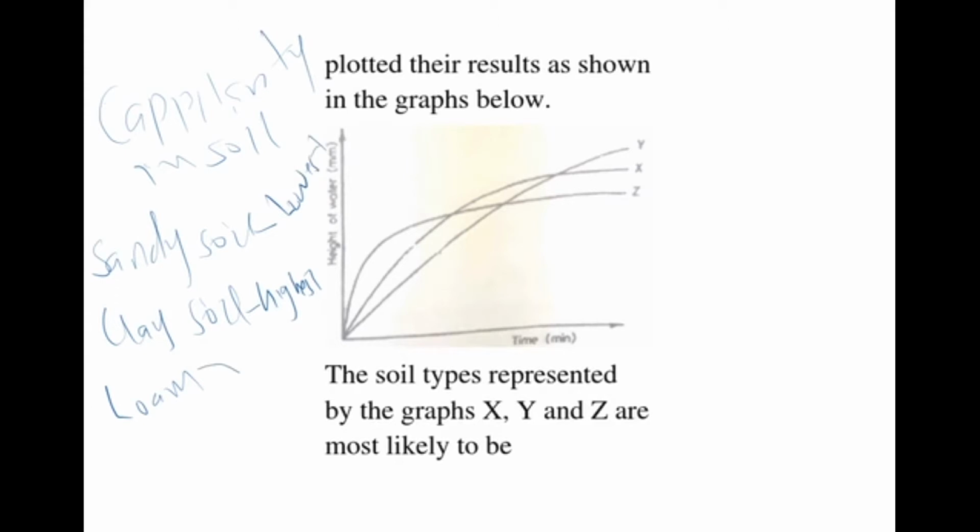Then we have the loam soil. It has medium capillarity since it mixes the properties of sandy soil and clay soil. Therefore, looking at the way the graph was plotted, the one with the highest capillarity here is clay soil, then X is loam soil, and then we have Z, which should be the sandy soil.